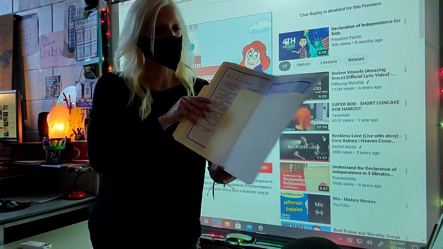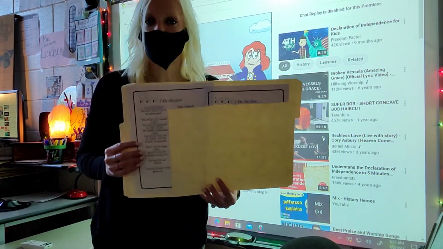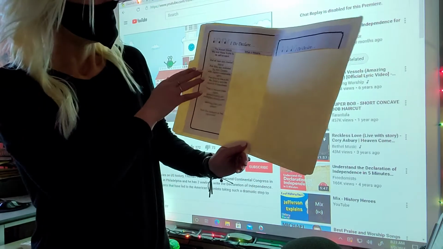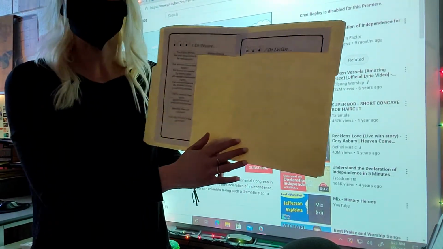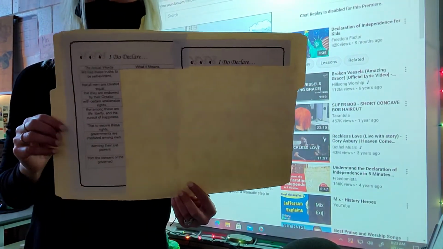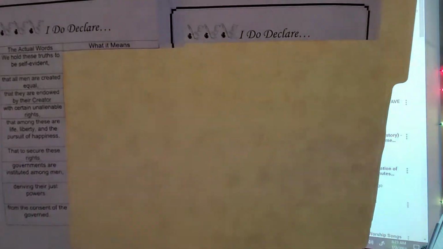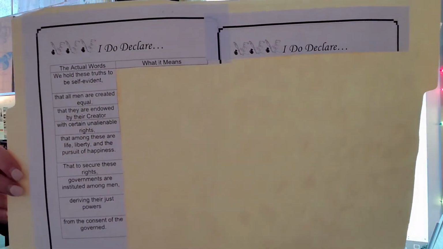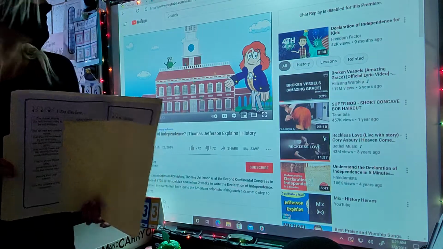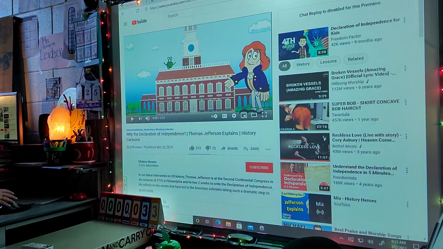In this lesson, we are going to be wrapping up our American Revolutionary War unit. So we are going to be talking about the Declaration of Independence, and our students are going to be filling this out. First, we're going to watch a little video to review why we have the Declaration of Independence.